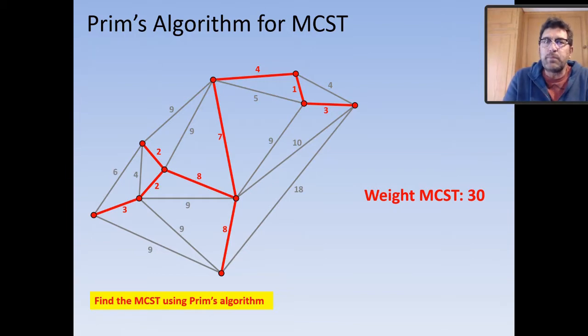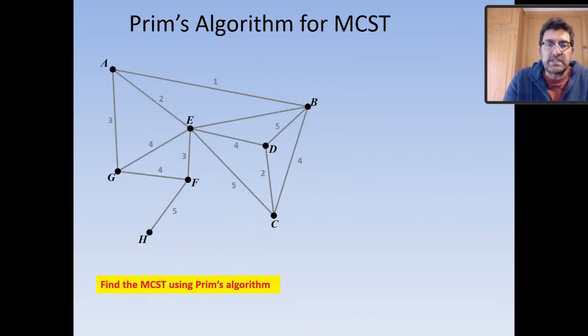Okay, so I hope it makes sense to you how Prim's algorithm works. Kruskal works with edges, Prim works with vertices. Now let's look at this tree, and we're going to pause the video at this stage for you to apply Prim's algorithm for a minimum cost spanning tree and see what you get. So pause the video and then come back.